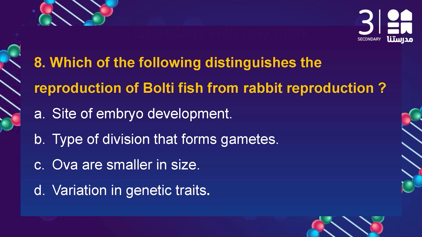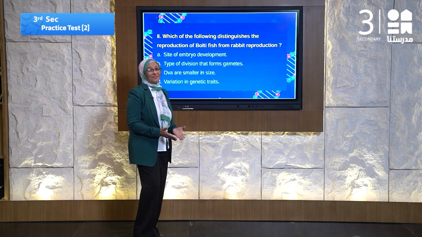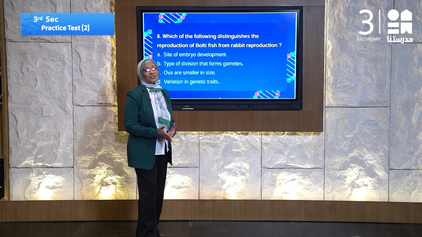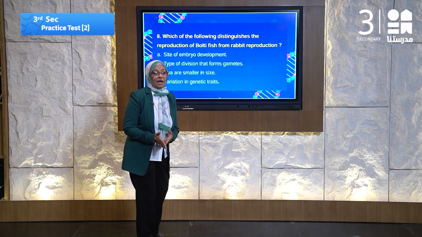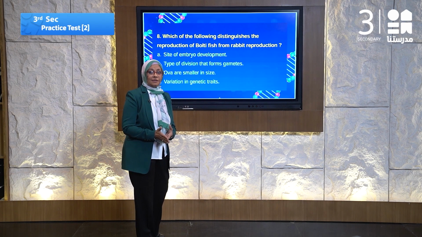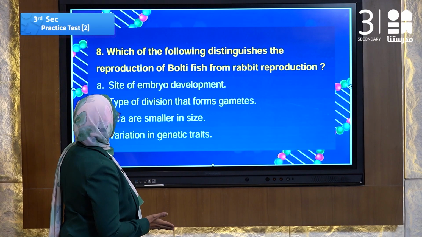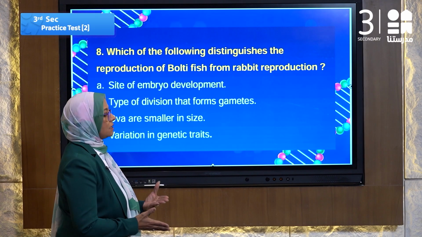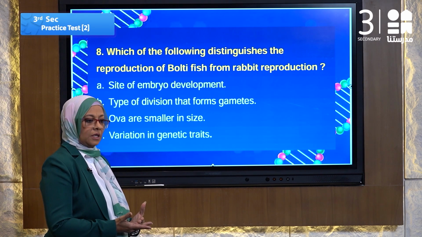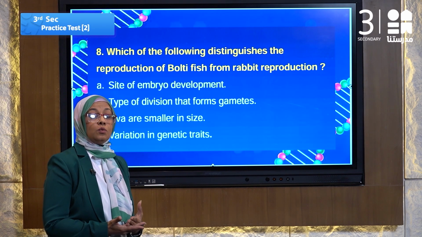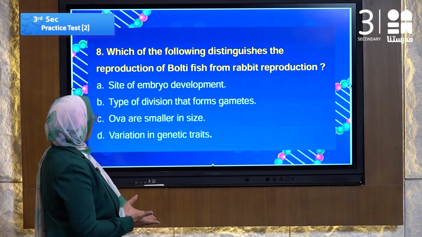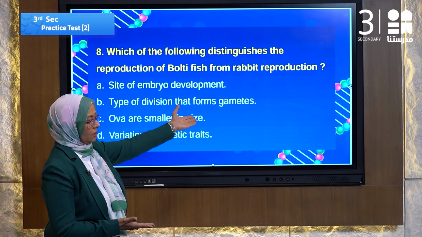Question 8, which of the following distinguishes the reproduction of poultry fish from rabbit reproduction? It's a very big difference. The fish live in the water. How do fish reproduce? By laying eggs in the water. What are fish? Fish are a group of living organisms which live in water. And the other, rabbit reproduction.